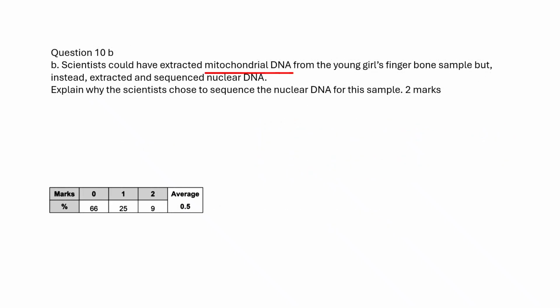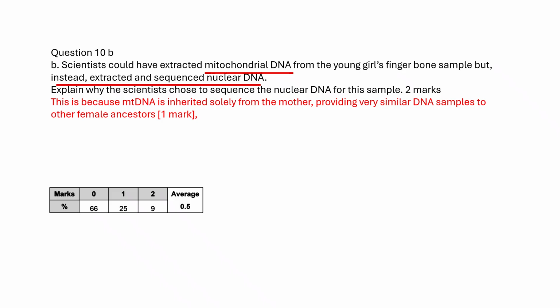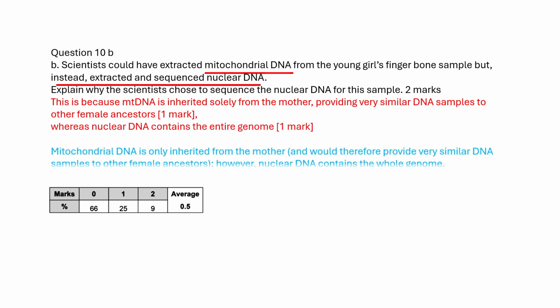Mitochondrial DNA, mtDNA, rather than nuclear DNA, was extracted and sequenced from the young girl's finger bone. This is because mtDNA is inherited solely from the mother, providing very similar DNA samples to other female ancestors, whereas nuclear DNA contains the entire genome.